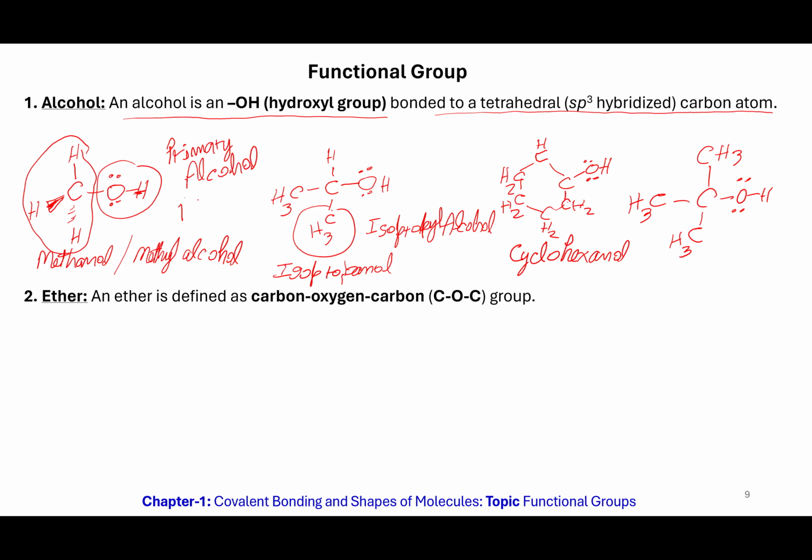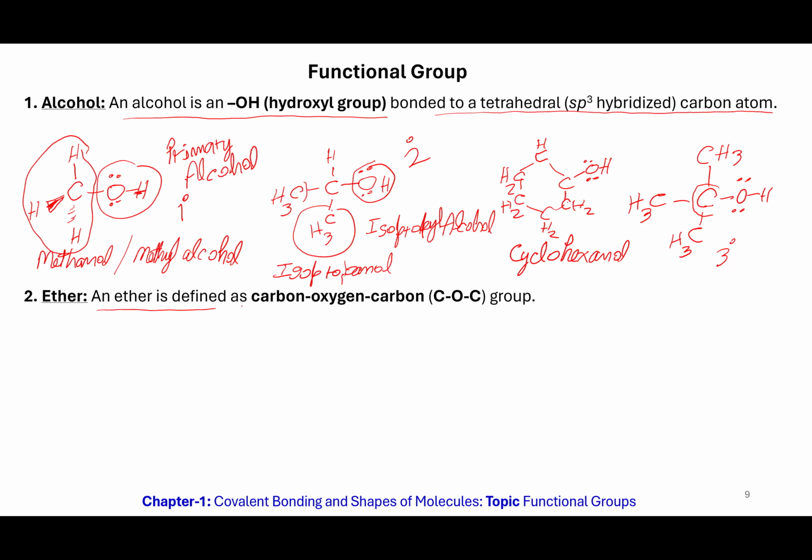Or 1 degree alcohol. When this hydroxyl is attached to a carbon which is attached to 2 carbons, it is called a 2 degree alcohol. And when the hydroxyl group is attached to a carbon which has 3 carbons, that is why it's called a 3 degree alcohol. So this is the example of alcohol, and here another functional group is the ether.